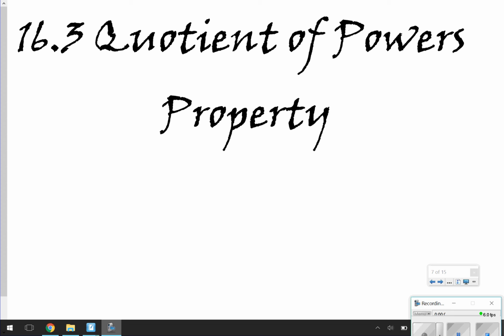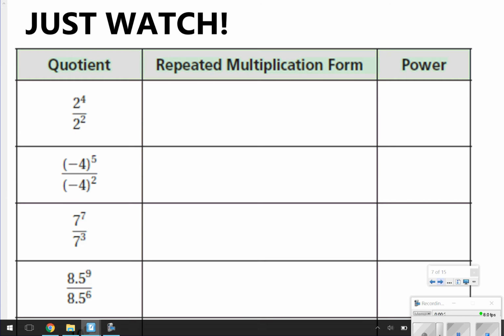Today's notes is going to be about lesson 16.3, the quotient of powers property. Just an FYI, you need to have 1 through 9 numbered in your notes. Those are going to be the 9 things that you look at. It's not a ton of writing, but it's a lot of trying some examples, and it's actually really pretty simple. Let's go ahead and get started.